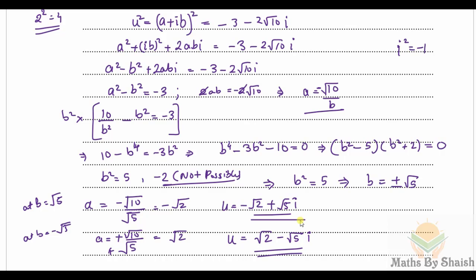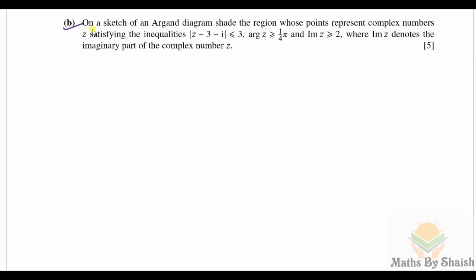Let's do the last question of this paper. Here's the B part. On a sketch of an argand diagram, shade the region whose points represent complex number z satisfying the inequalities this, this and this, where imaginary of z denotes the imaginary part of the complex number z.